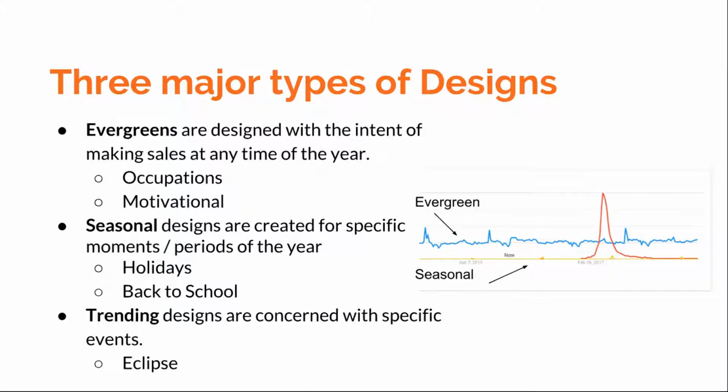So to start off the video, I want to go over the major types of designs for Merch by Amazon. There's three major types: evergreen, seasonal, and trending shirts. Now, evergreens are designed with the intent of making sales at any time of the year.